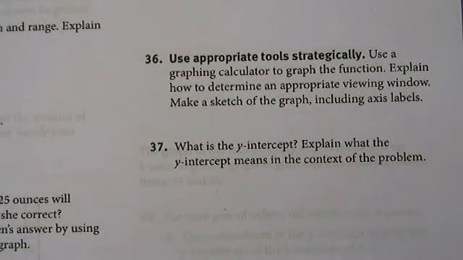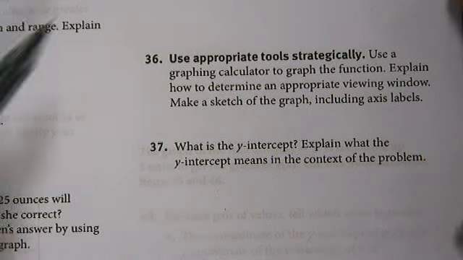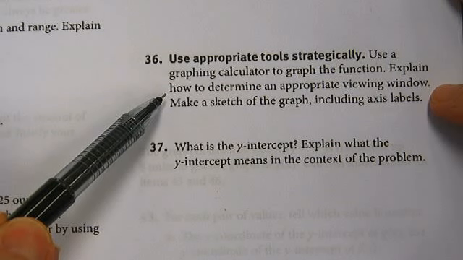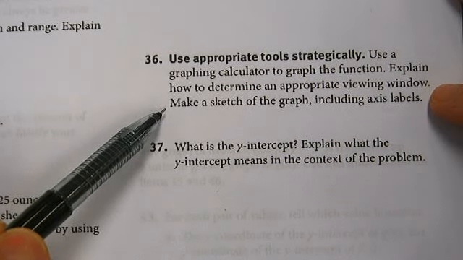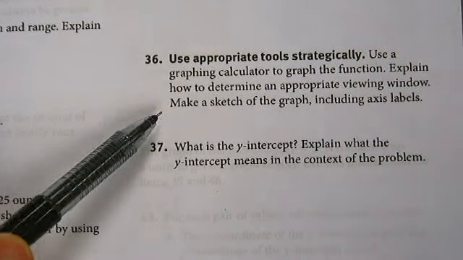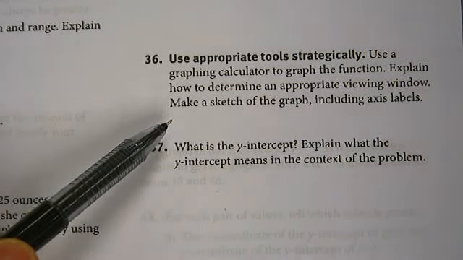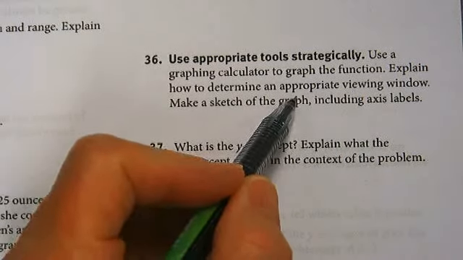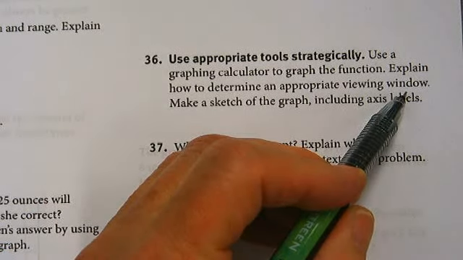Unit 3, Problem 36. Use a graphing calculator to graph the function. Explain how to determine an appropriate viewing window. Make a sketch of the graph, including axis labels. Well, okay. First, we want to determine an appropriate viewing window.